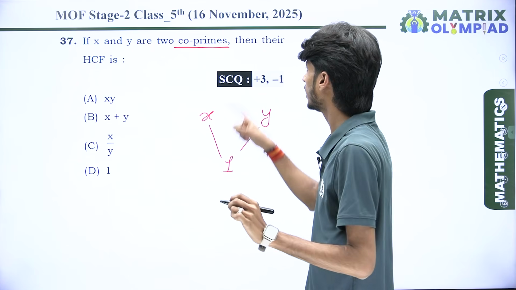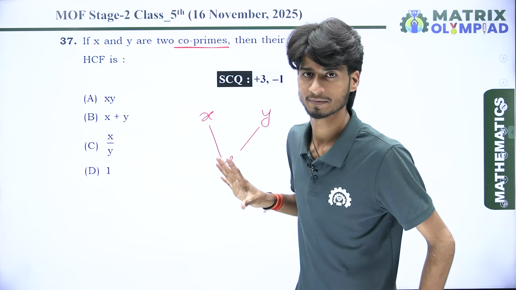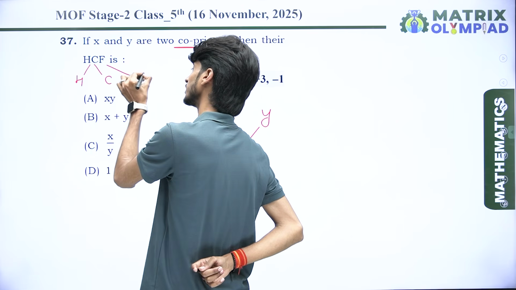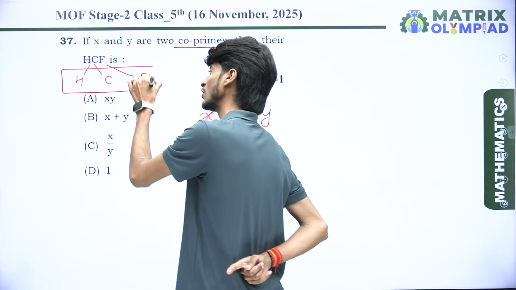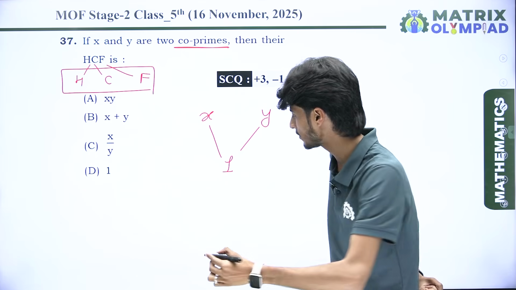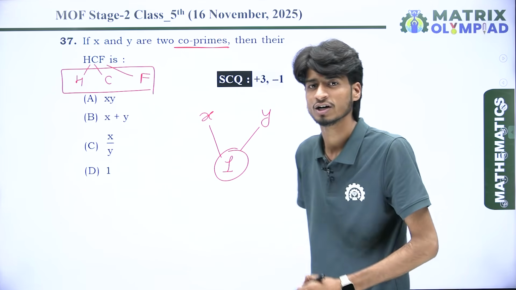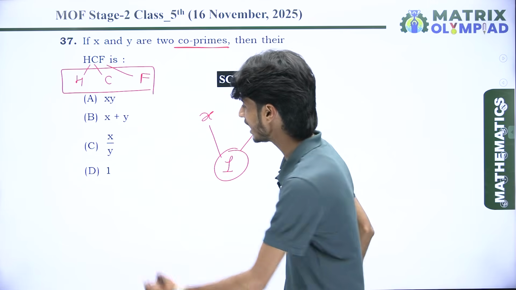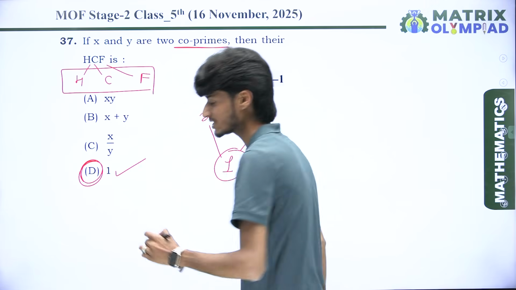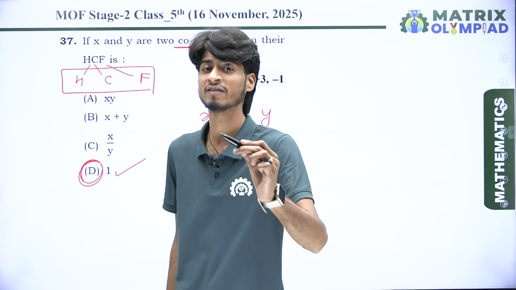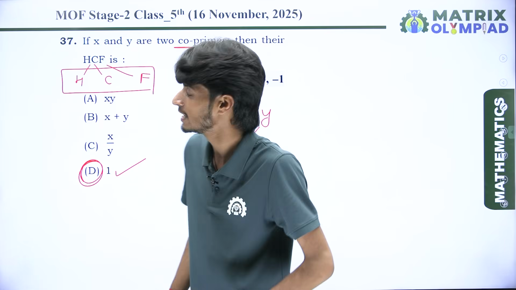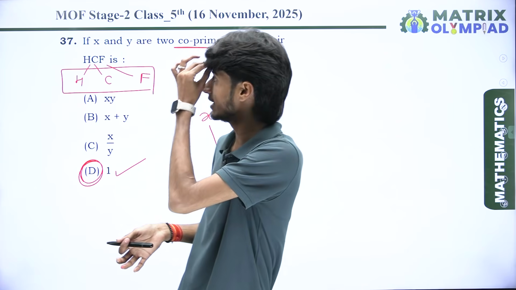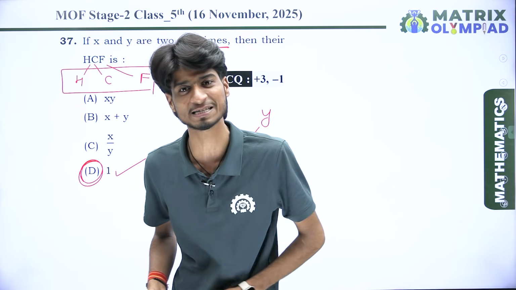Now we find out the HCF of them. HCF means highest common factor. And for your kind information, there is only one common factor, which is 1. So the highest common factor is 1. So the correct option is option D, because whenever x and y are co-prime, the resulting value of HCF is equal to 1. So option D is the correct answer for question number 37. Let's come to the next question.